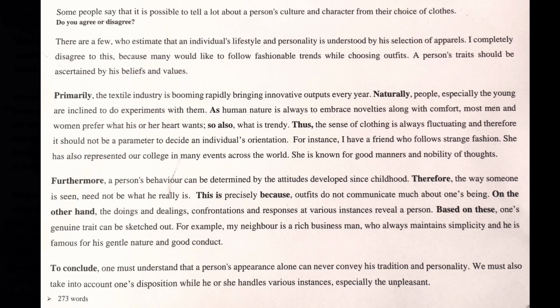Now let's use linking words to give supportive arguments. There are so many linking words. I request you to write them down in a notebook and learn when and where they are used.